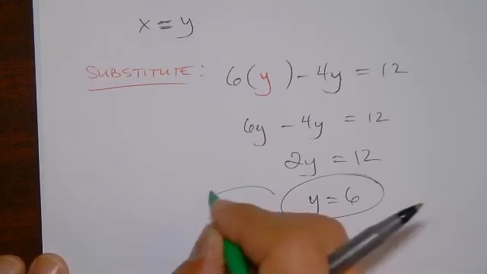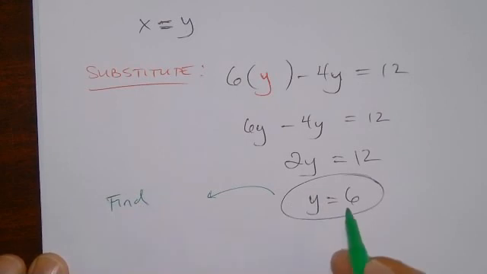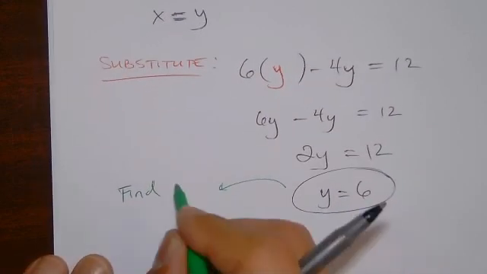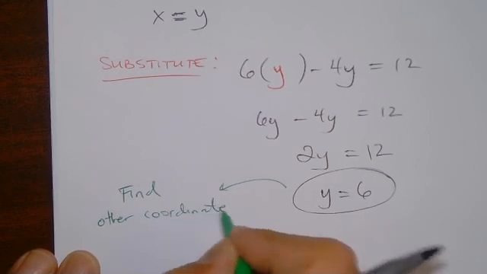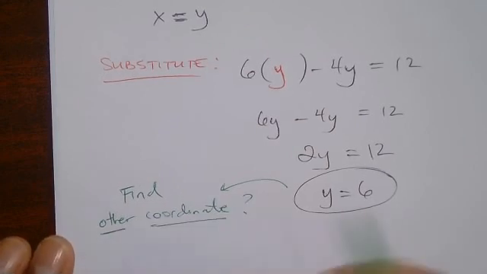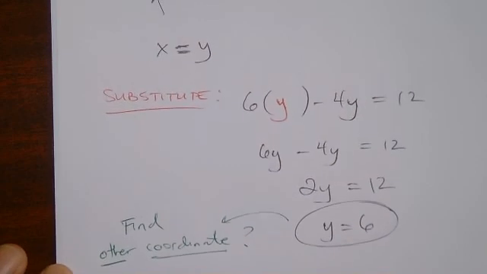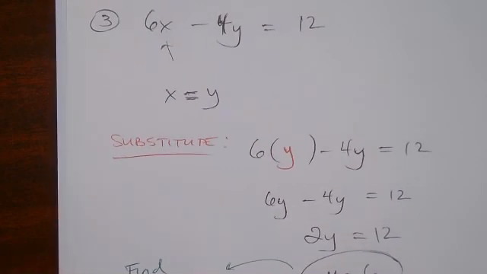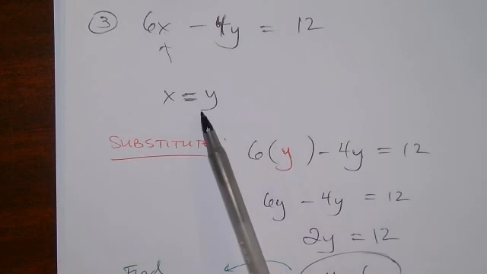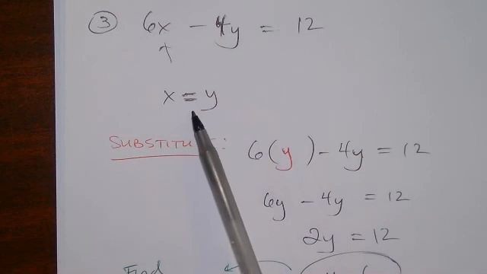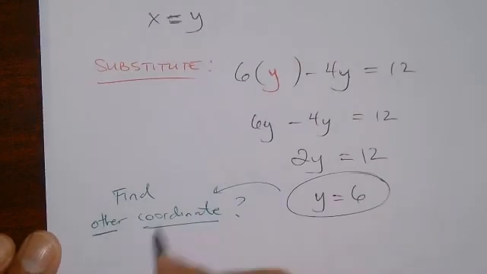Okay, am I finished? No, now I gotta go find the other coordinate. If I found y, does everybody agree? I gotta find the other coordinate, which is x. But what's the good thing about this one? What's the funny thing about this one? Which equation would you use here to figure it out? The top one, which is like a bunch of work and numbers and everything, or this one?